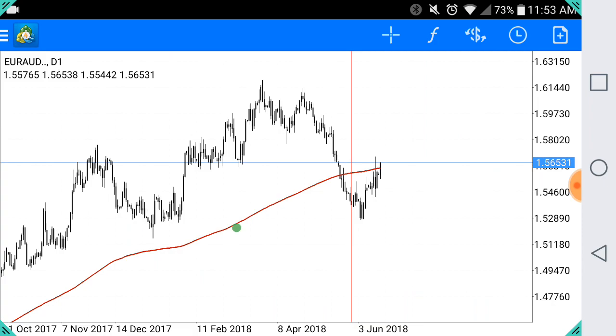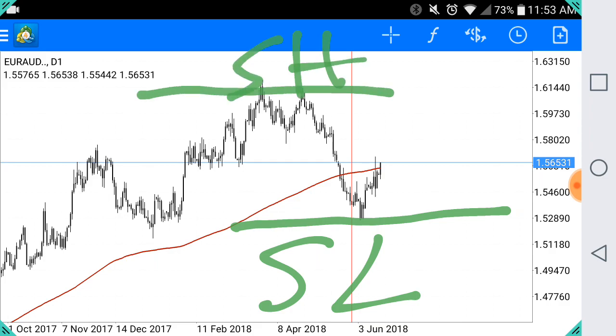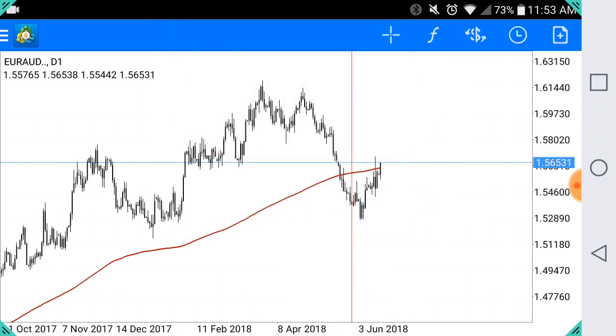So this is your swing low, and this is your swing high. Why is that? Because that's our swing. Remember we drew a swing, our swing low to swing high. Now, I hope that clears it up for you.